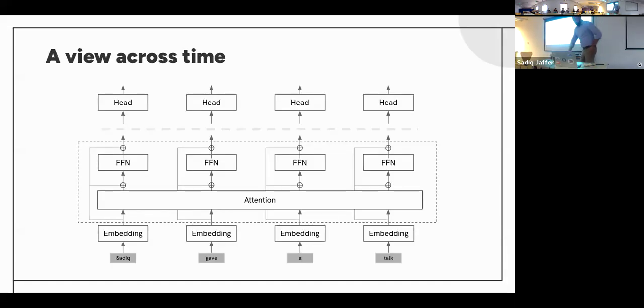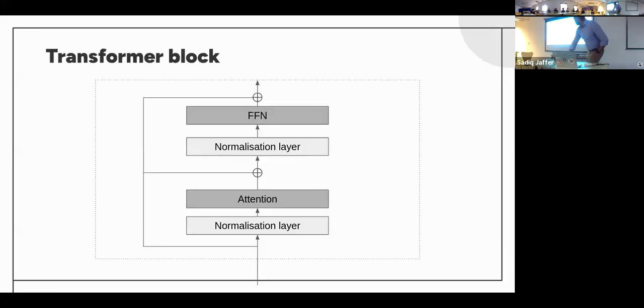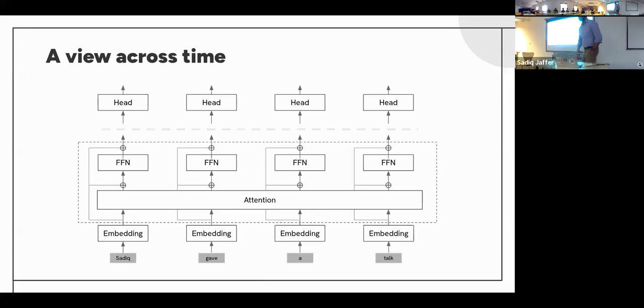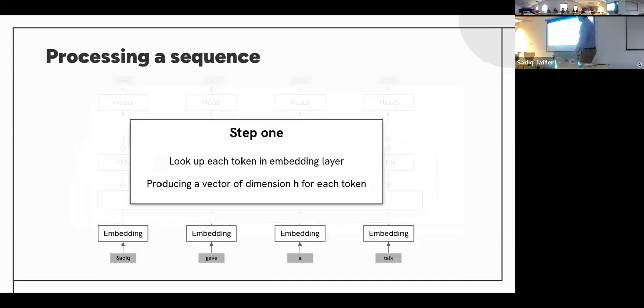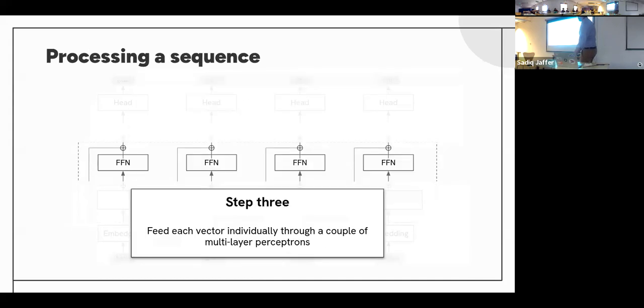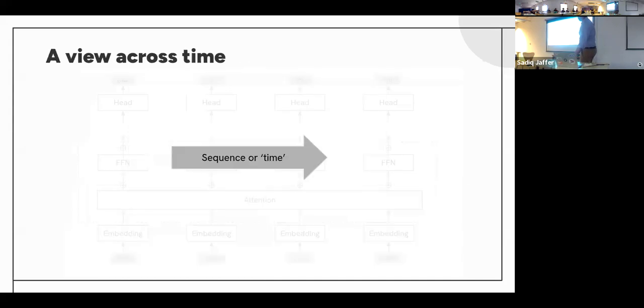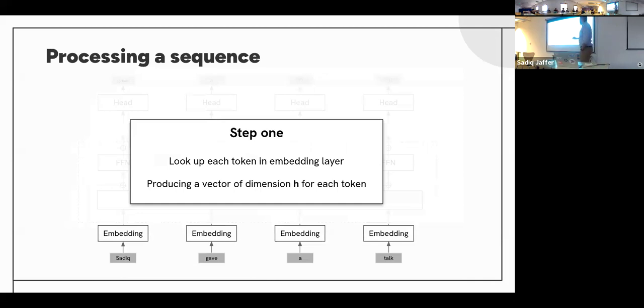So this is our transformer block as it is here. But in the same way we unroll the recurrent neural network across time, it makes sense to think about these transformer models across time, or at least across the sequence length. So step one, we take each of our tokens and look it up in the embedding layer, and that gives us a vector of size h, the hidden dimension.